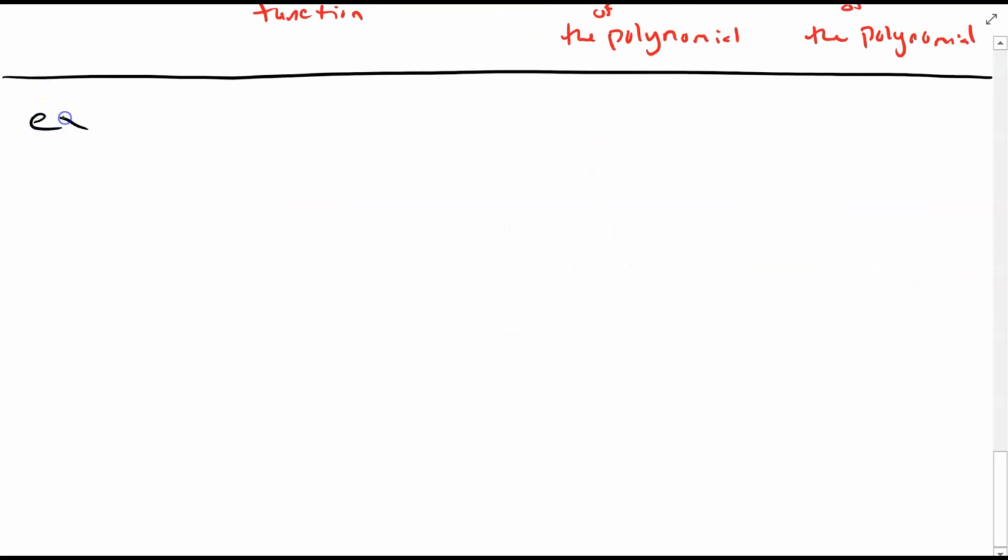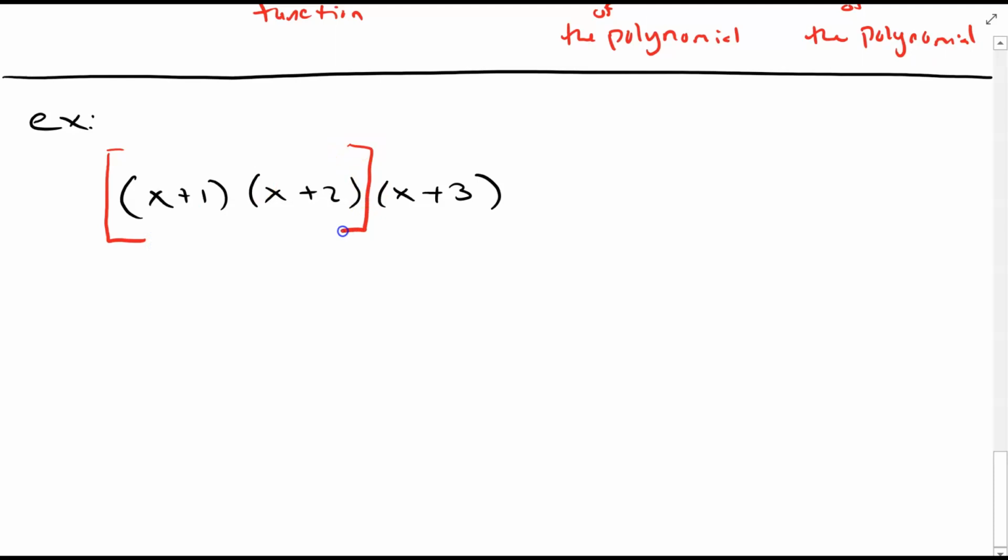So let's look at an example here. Let's say we have the polynomial x plus 1 times x plus 2 times x plus 3. This looks like a multiplication problem that we did last semester, right? To multiply something like this out, I can just use the associative property and pick two of these factors to multiply together. So maybe let's just pick the first two factors to multiply together first.